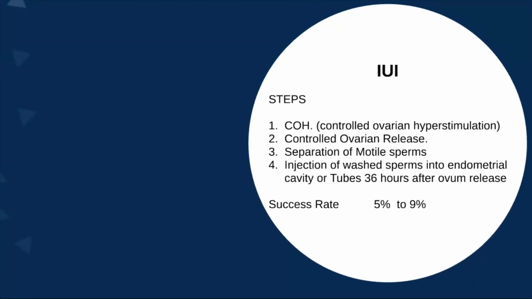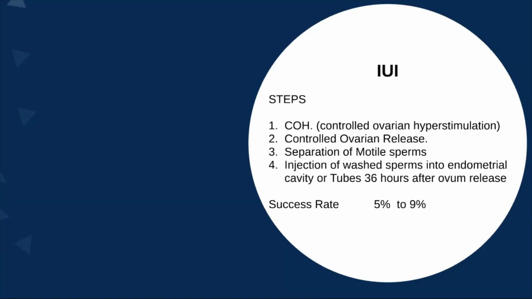So, what are the steps? How do we perform IUI? It should be with the help of controlled ovarian hyperstimulation. We give a lady some medication to increase the number of growing follicles. Once the follicles are grown, we give them injections to release the follicles. We call this controlled ovarian release.